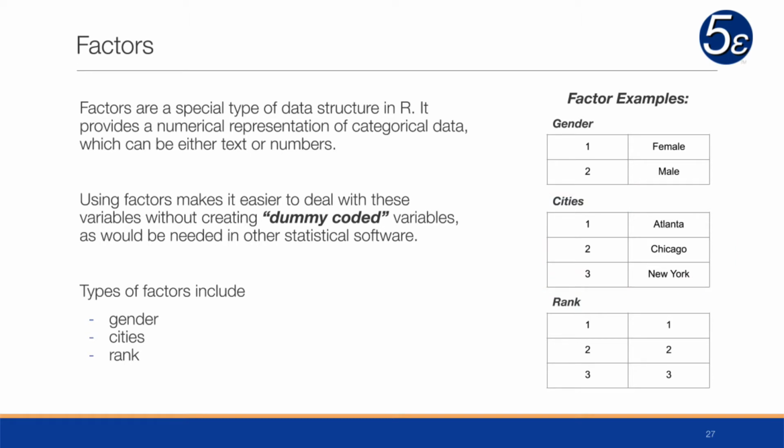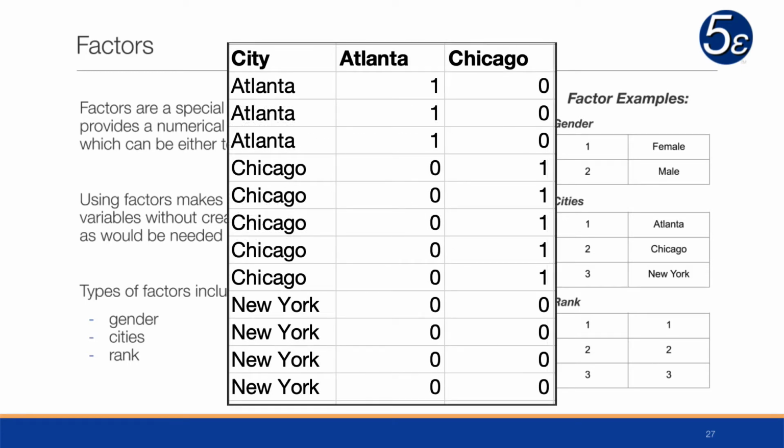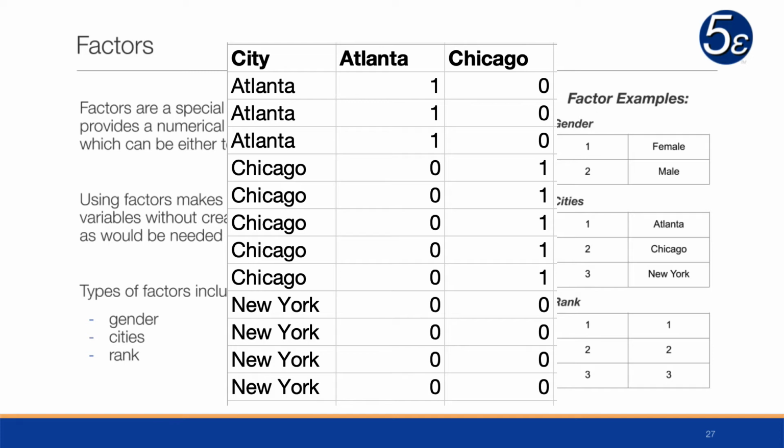Using factors makes it easy to deal with these variables without creating dummy-coded variables. So for those of you who are familiar with other statistical packages, you might have to create additional columns to dummy code them as 1 or 0. In some cases, for example, for Atlanta, Chicago, and New York, you'd have to create a column for Atlanta and it would be a 1 or a 0, yes or no that it was Atlanta. Or Chicago, and another one for Chicago, yes or no for Chicago.